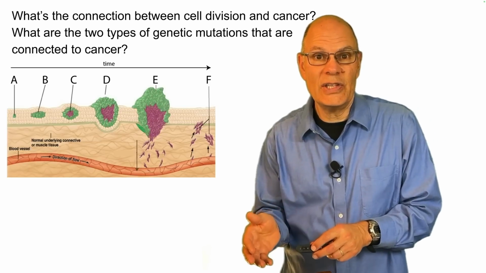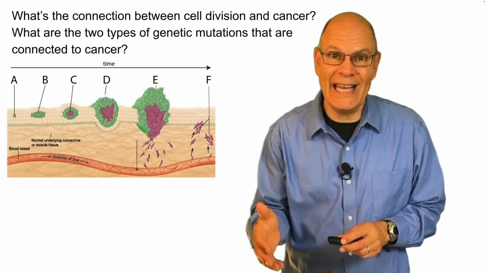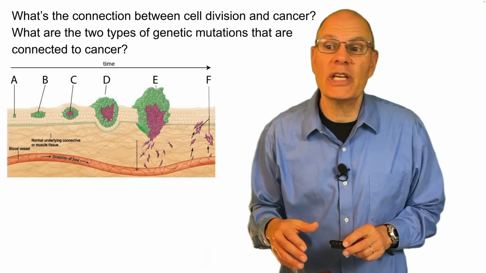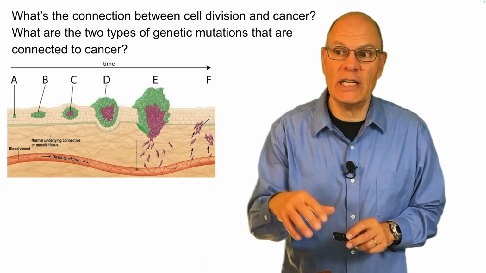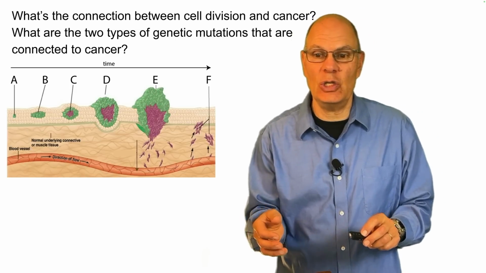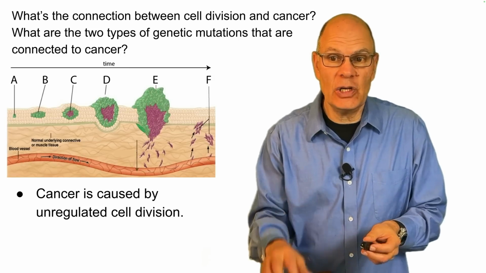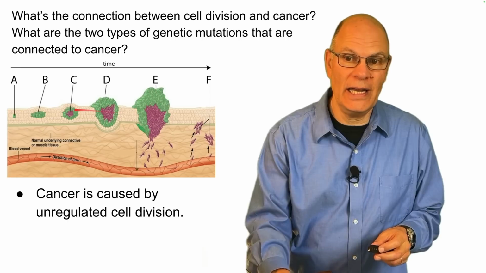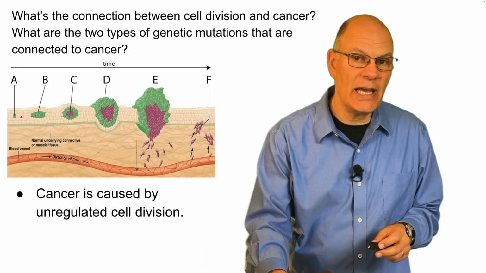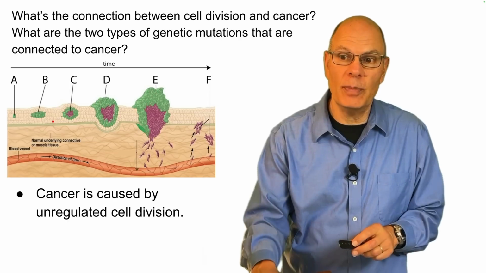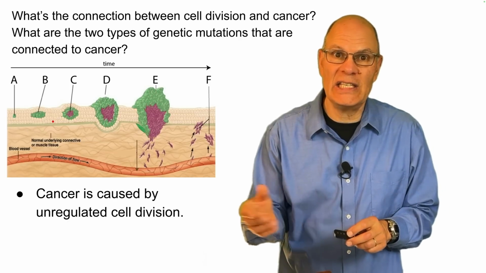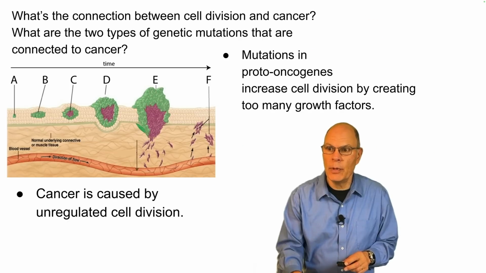We talked about the cell cycle. Now let's talk about dysregulation of the cell cycle. What's the connection between cell division and cancer? What are the two types of genetic mutations that are connected to cancer? Cancer is a disease of unregulated cell division. As opposed to cells staying in place doing what they're supposed to do, they become rogue players pursuing their own destiny at the cost of the organism.